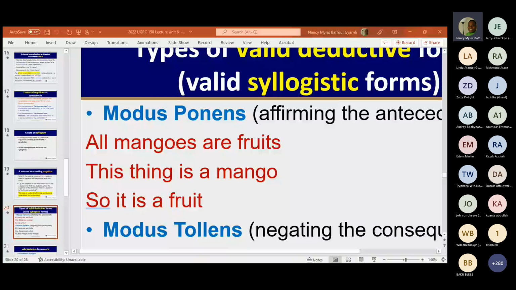Let's do one more. Suppose I said, all plants survive with water. Conclusion: Nancy survives with water. What is the hidden premise? Nancy is a plant.